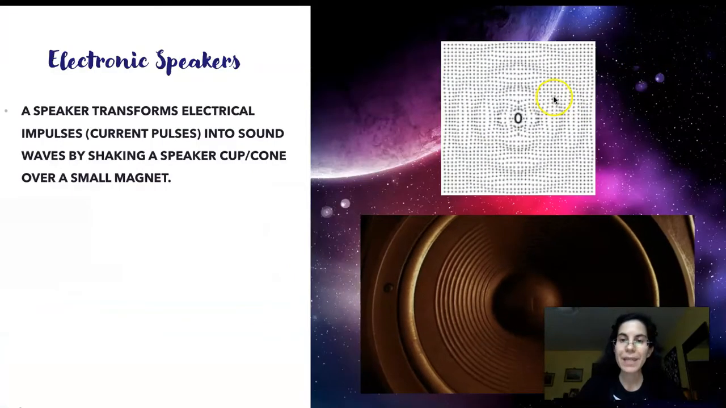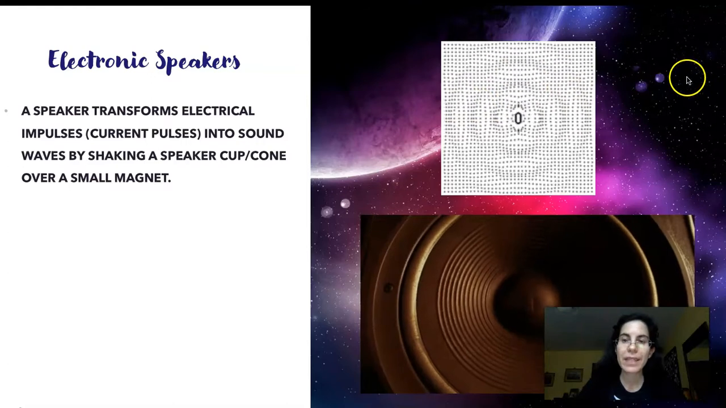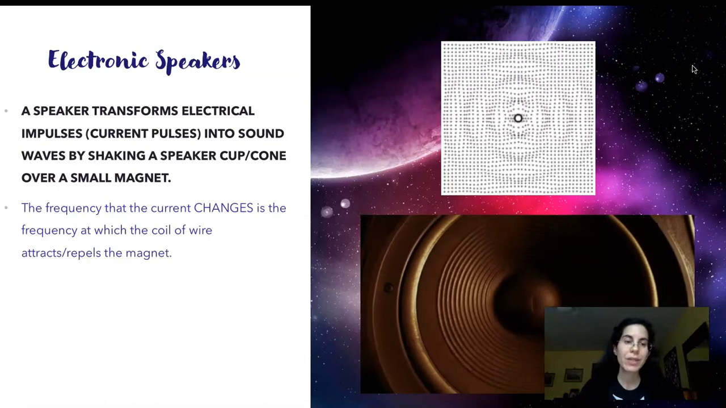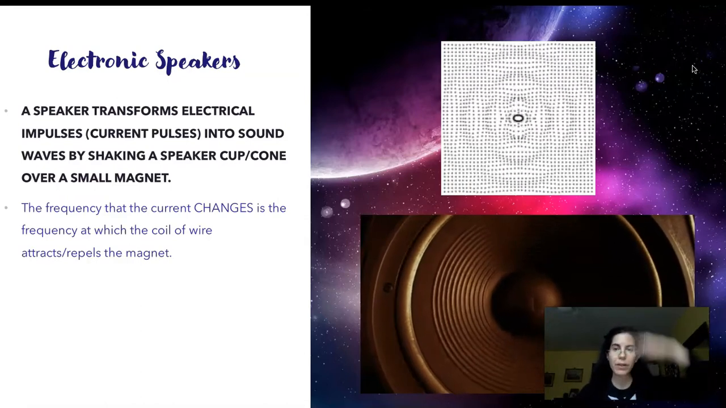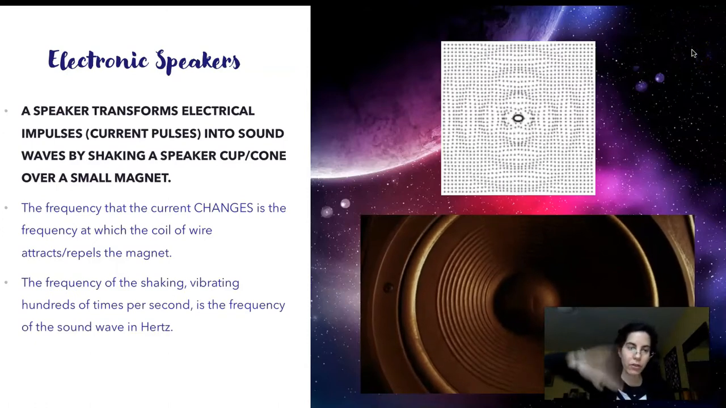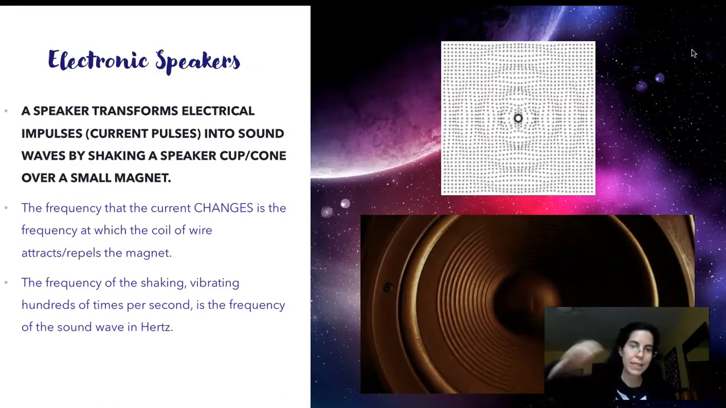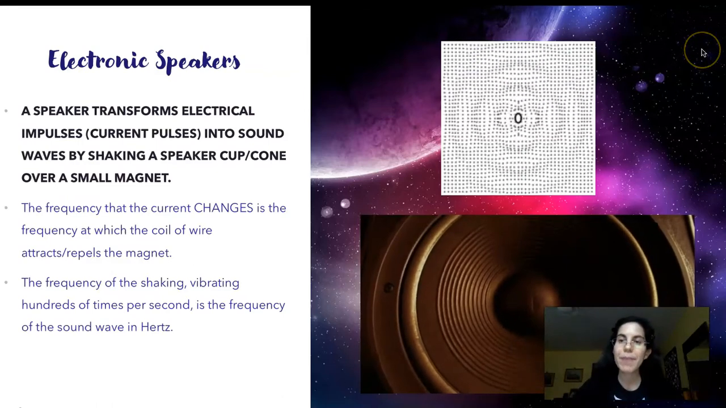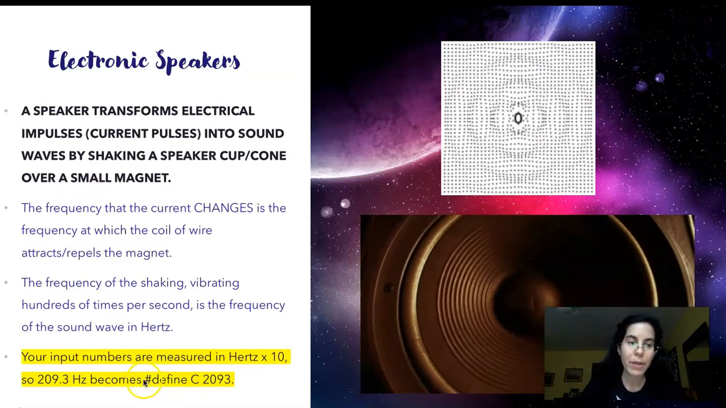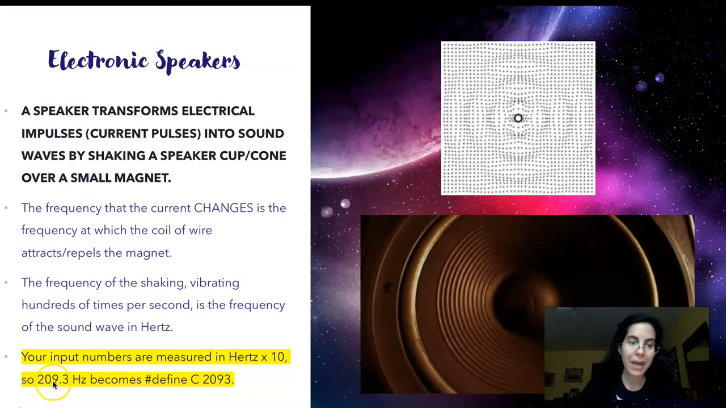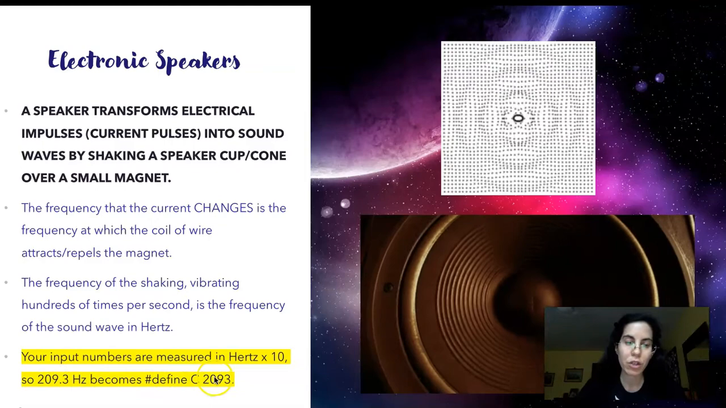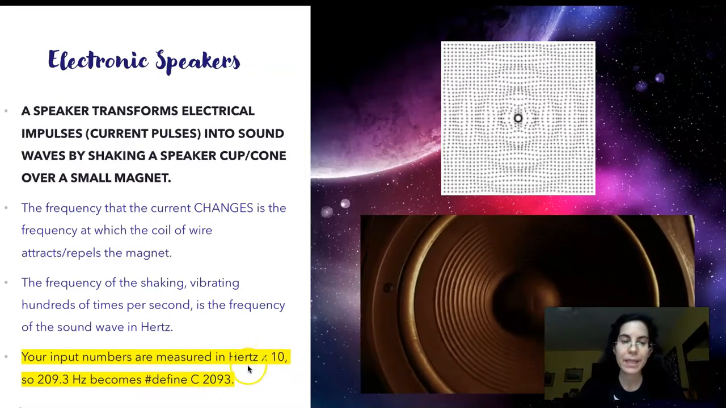So that's how the speaker sends these sound waves into the air from your music player. The frequency that the current changes is the frequency at which the coil of wire attracts and repels the magnet, dragging the cup back and forth. So the frequency of this shaking, the frequency at hundreds of times per second, is the frequency of the sound wave that's made, and it's the pitch of the musical note that's played. Note that in your Arduino program, you're allowed not only to modify the hertz, but modify in the hundreds of millihertz. The numbers you put in your definition are hertz times 10.